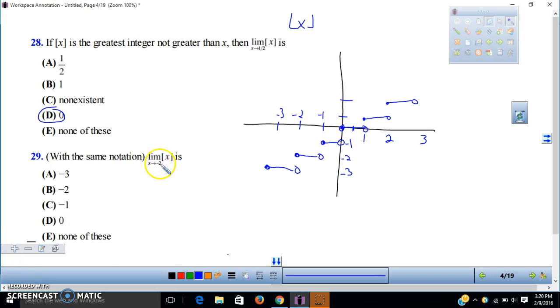Now, what's the limit as you approach negative 2? Alright, so when you go to negative 2, discontinuity. Well, when you approach negative 2 from the right side, it's negative 2. But from the left side, it's negative 3. Negative 3 does not equal negative 2. Your right-hand limit does not equal your left-hand limit. Therefore, the limit does not exist.